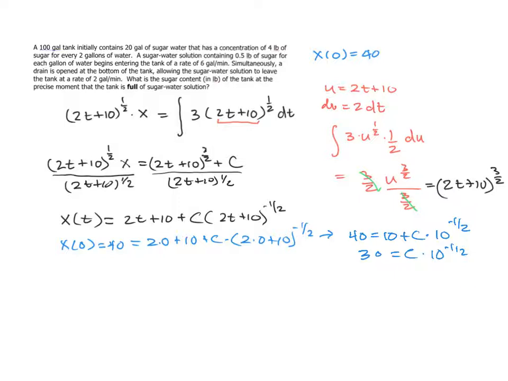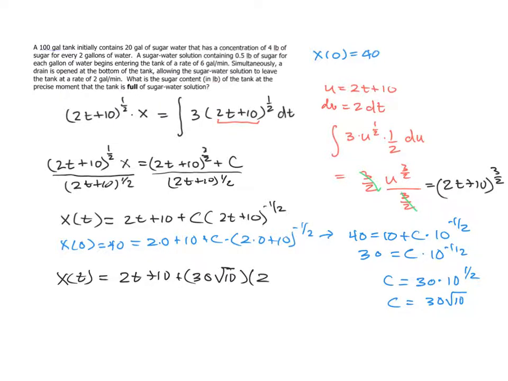And then multiplying both sides by 10 to the positive 1/2, we're going to get c is equal to 30 times 10 to the half, or simply c is equal to 30 times the square root of 10. So our x of t solution is going to be 2t plus 10 plus the constant 30 square root 10 times a 2t plus 10 to the negative 1/2 power.